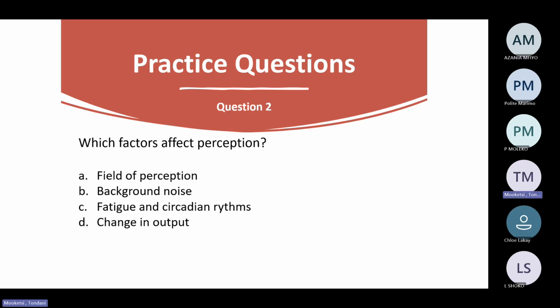Next, which factors affect perception? Earlier we spoke about perception. So which factors affect perception? The field of perception, background noise, fatigue and circadian rhythms, or change in output.